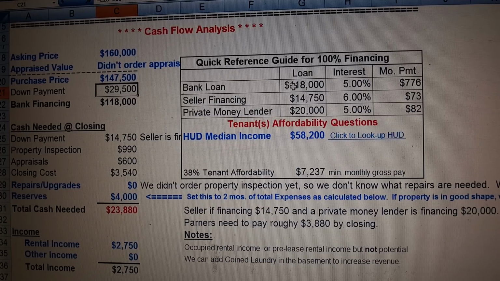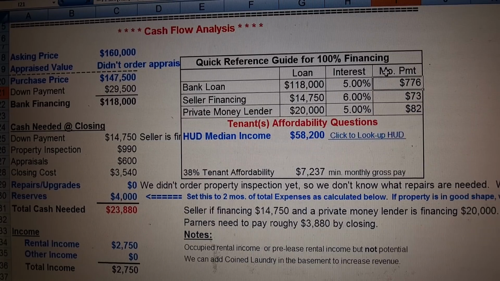We got the bank loan for 80%, which is $118,000, and it's a 5% interest rate, amortized over 20 years, which will give us a monthly payment. That's what PMT stands for, monthly payment of $776. We'll have to pay the bank every month.